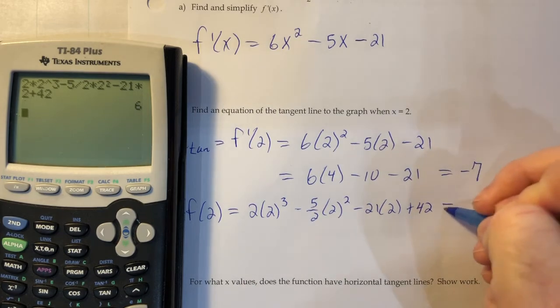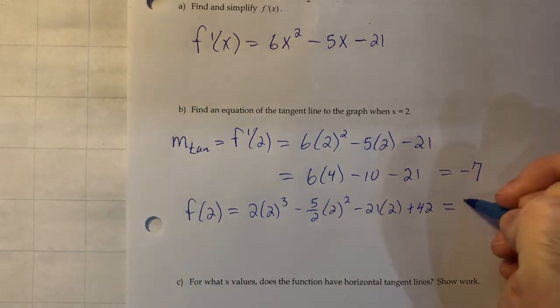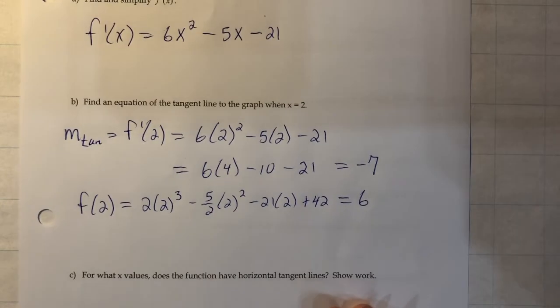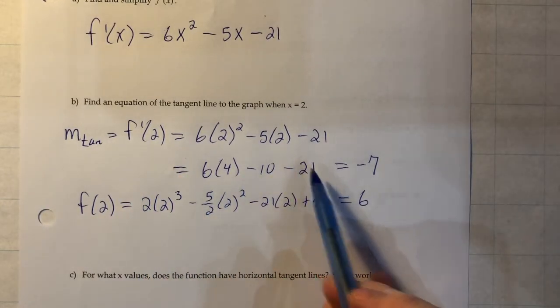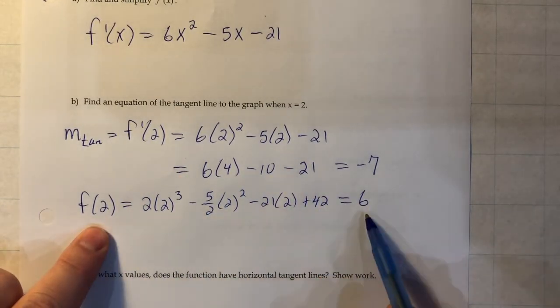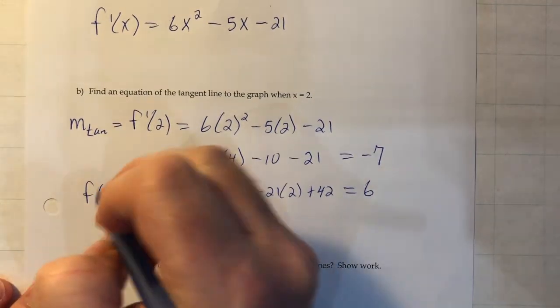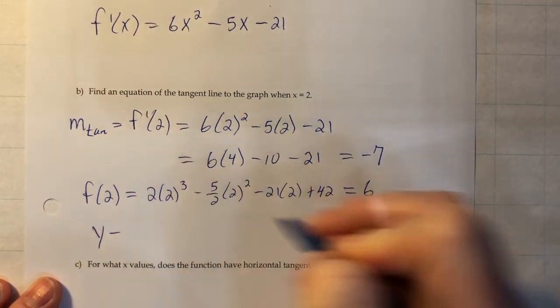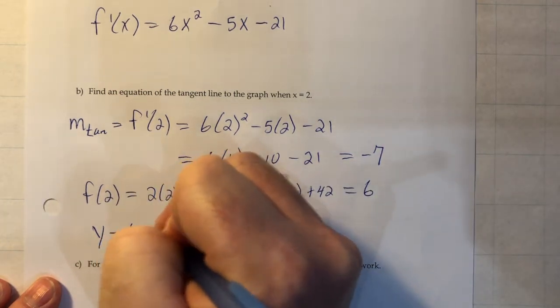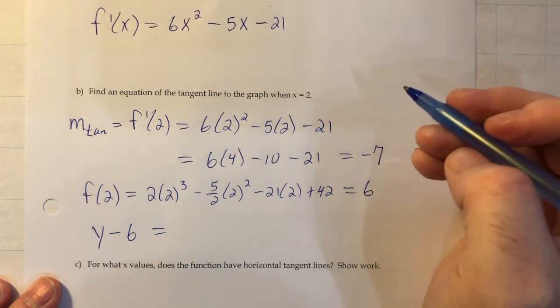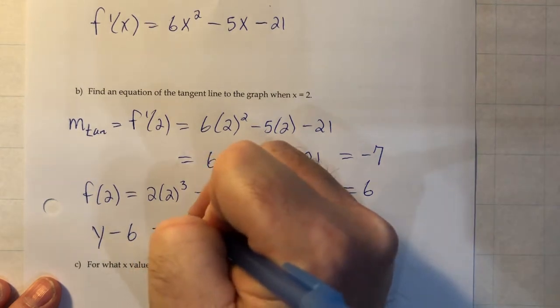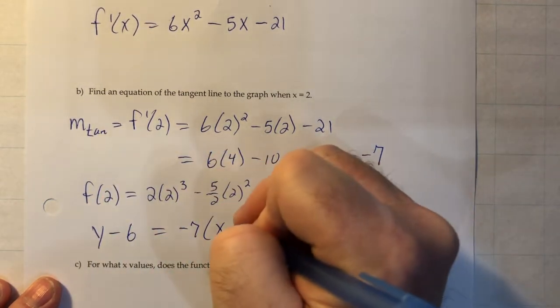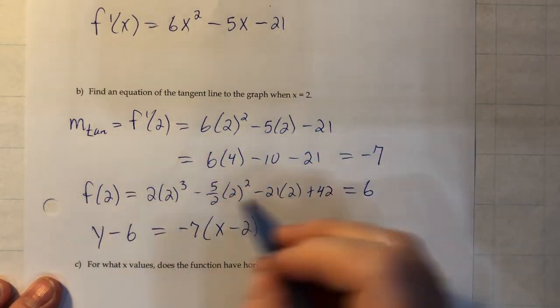Looks like we get 6. So now we have the slope of our tangent line, and we know that the x is 2 and the y is 6. So using the point-slope form will get us the equation. So y minus the y coordinate equals the slope, which was negative 7, times x minus the x coordinate. There's an equation right there.